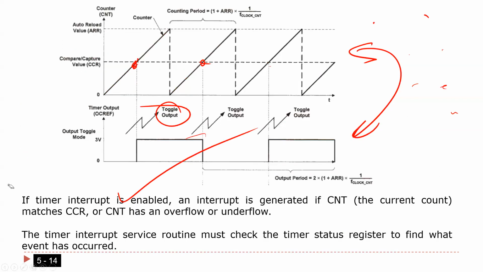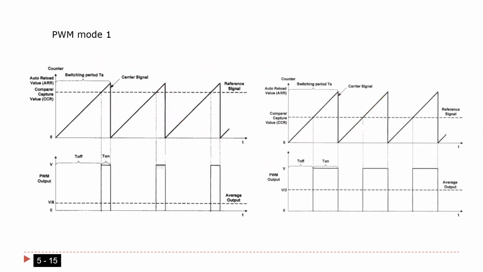It's different from toggle. Again, this is a different mode. You can use it in different ways, and then you can select the mode that you need in your application. But we have different modes, and then you can select the one you need for your application. Okay. So for example, if you want to use it in pulse width modulation mode 1, how does it work? Look, this is how it works.